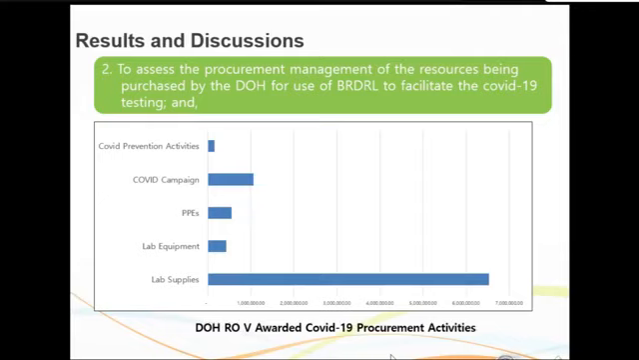Now, from the procurement data provided by the DOH RO5 office, it is evident that a bulk of the procurement was on lab supplies, followed by COVID campaign, then purchase of laboratory equipment, purchase of PPEs, and finally the conduct of COVID prevention activities. Now, most of this, or all of this rather, are already awarded procurement activities.